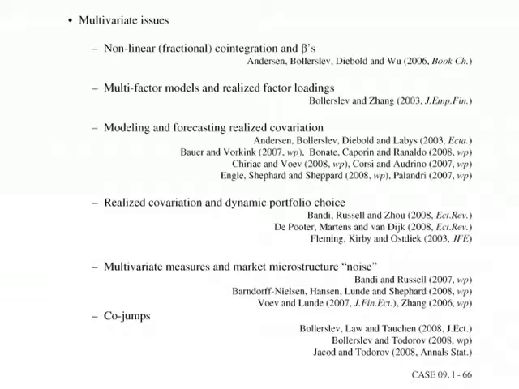There's this whole issue that I pretty much sidestepped. There are a few papers in the conference anyway that I saw dealing with market microstructure noise in a multivariate context. How do you estimate realized variation measures in the presence of this noise? And I think there's a lot to be said about that.